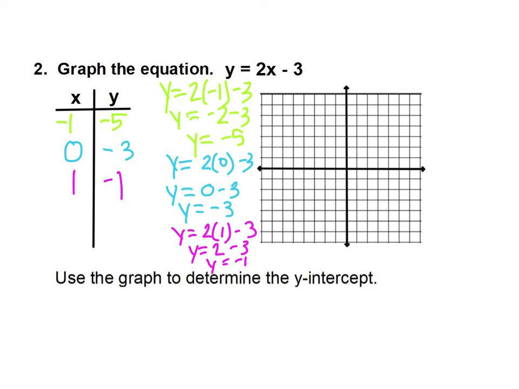So +1, -1 will go here. -1, -5: 1, 2, 3, 4, 5. And then 0, -3: 1, 2, 3. And then you draw your line, connect your dots.